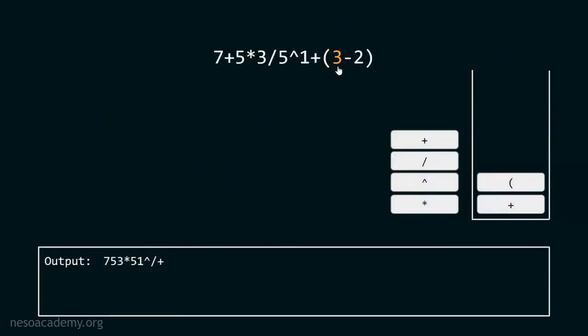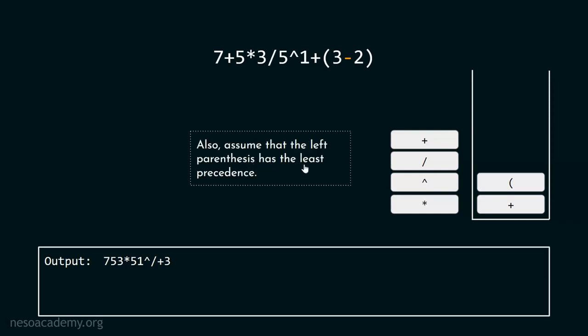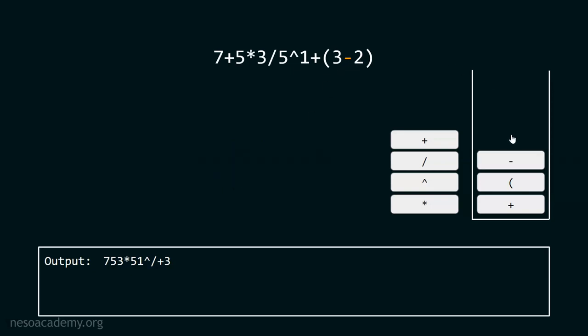After this, we have an operand. We'll print this operand onto the screen. Then we have minus, the subtraction operator. Understand that the left parenthesis has the least precedence among all. Therefore, we can push this symbol onto the stack. Fine. Then after this, we have 2, which is again an operand. So we'll print this onto the screen.